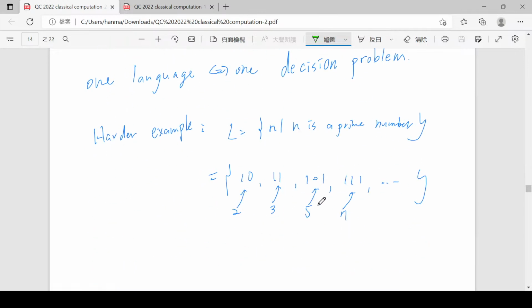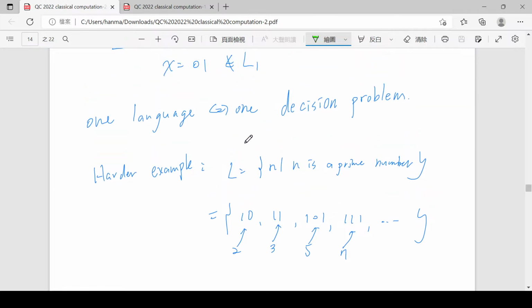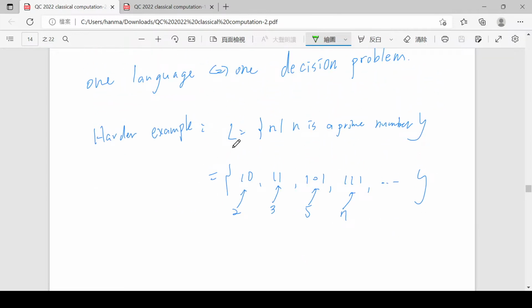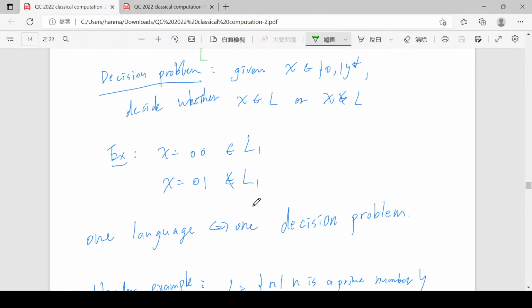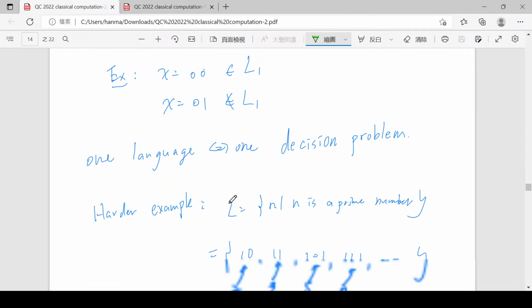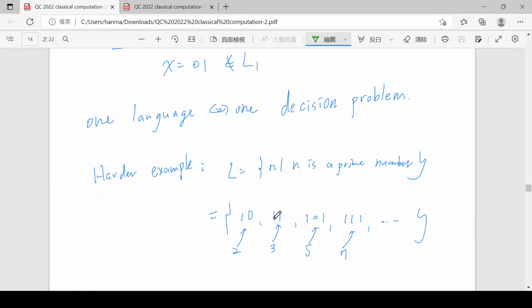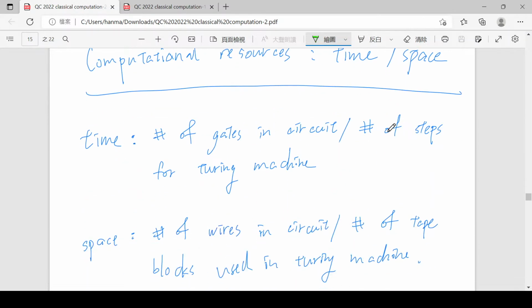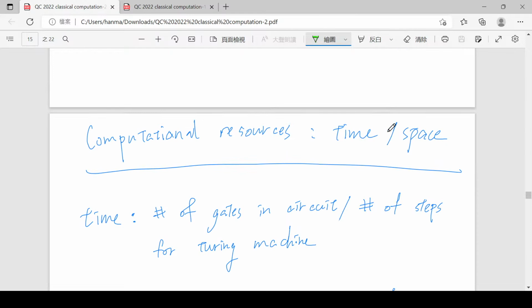And here we have a bit more complicated language that will encode the primality testing problem. The language will include every prime number. So this language corresponds to testing whether your input is a prime number or not. If you give an input, you want to say whether this input is inside the language.